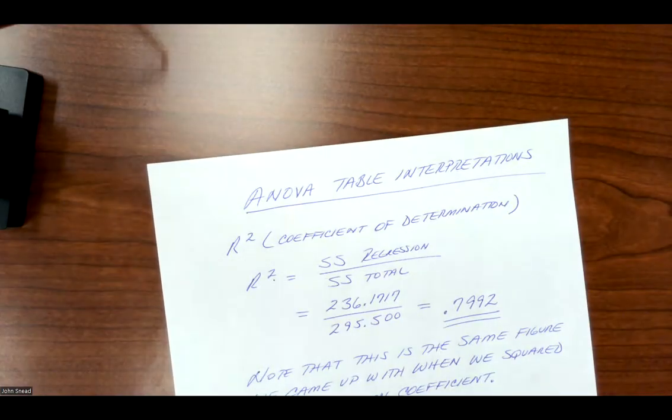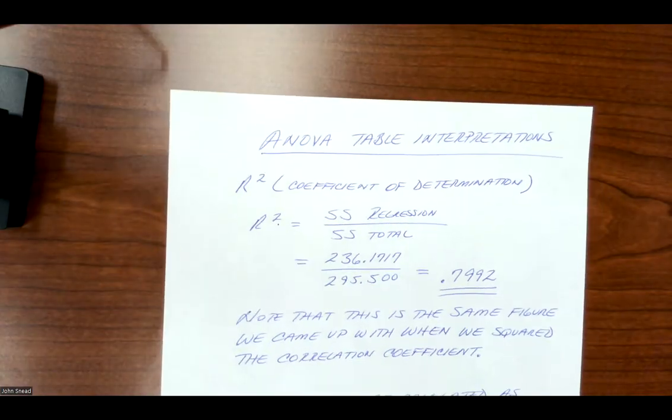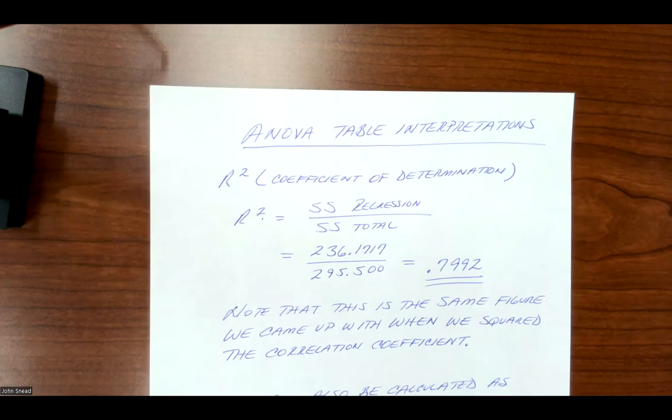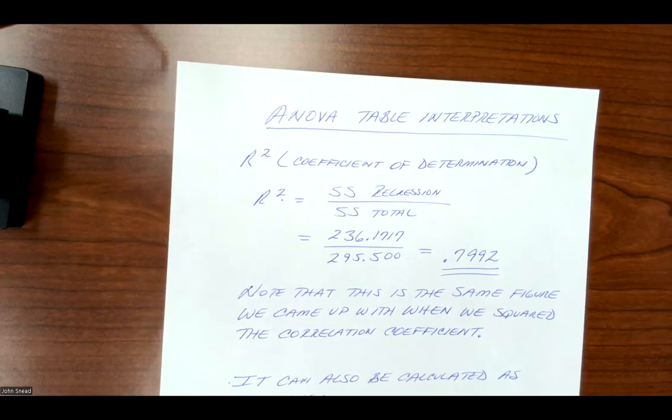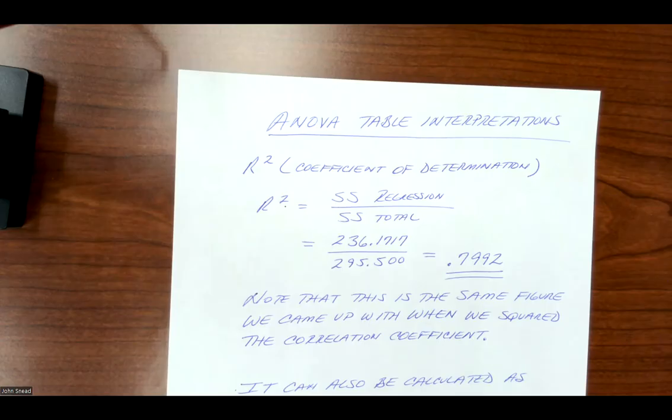Okay, the last thing that we're going to talk about is an ANOVA table. And if you go back and look at our ANOVA table, we had one that was provided here. Let me see if I can get a copy of this regression output. Here we go.